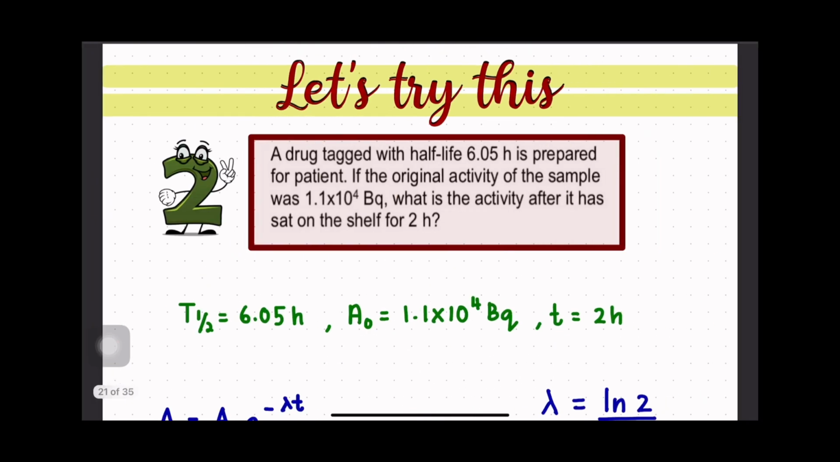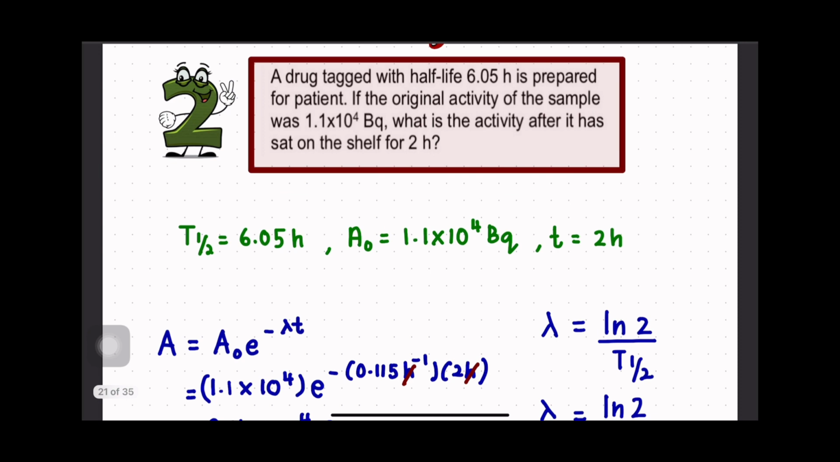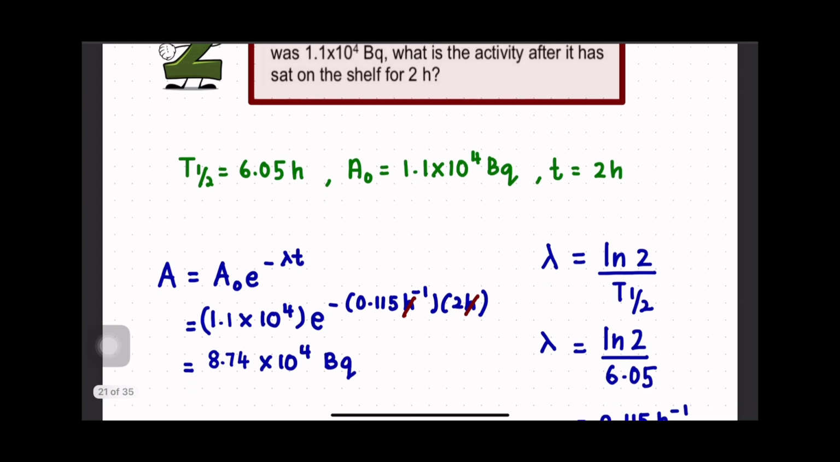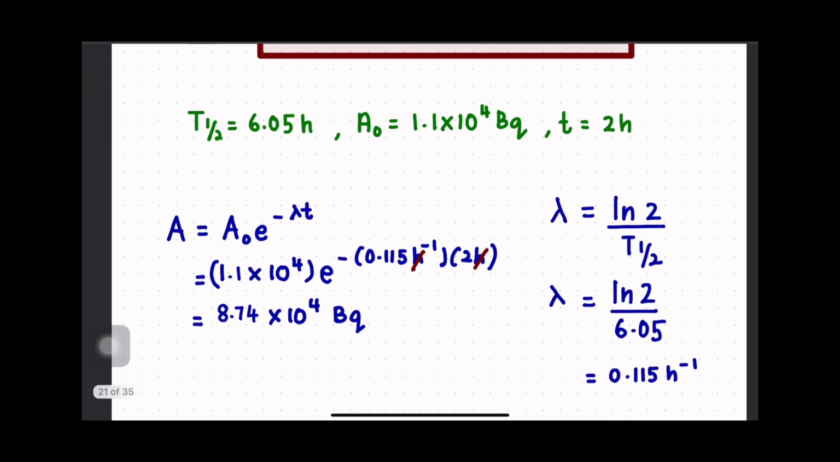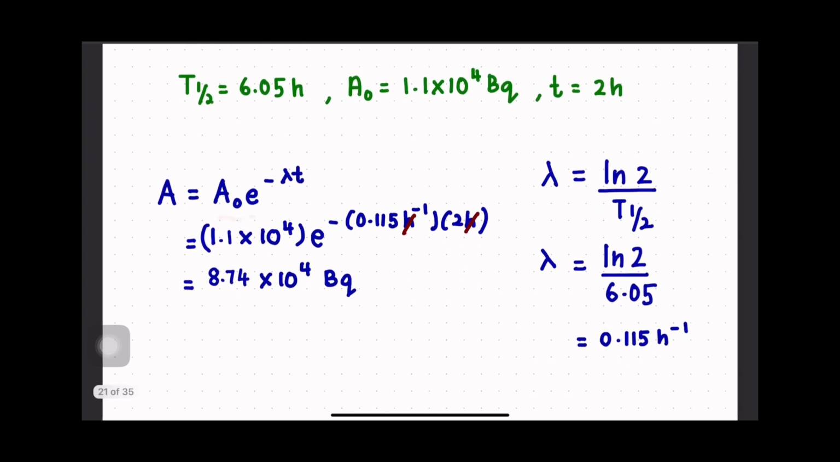Okay, so next example 2, we have a drug tag with the half-life of 6.05 hours is prepared for patient. If the original activity of the sample was 1.1 times 10 to the power of 4 becquerel, what is the activity after it has sat on the shelf for 2 hours? Okay, so T half-life, kita ada activity node and kita ada time pada 2 hours. Nak cari activity selepas 2 hours, so guna formula of activity. So activity is equal to activity node exponent negative lambda T.